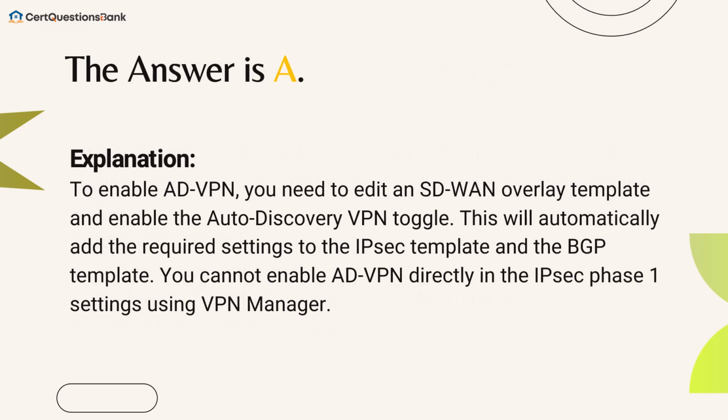The answer is A. To enable Add VPN, you need to edit an SD-WAN overlay template and enable the Auto Discovery VPN toggle. This will automatically add the required settings to the IPsec template and the BGP template. You cannot enable Add VPN directly in the IPsec Phase 1 settings using VPN Manager.